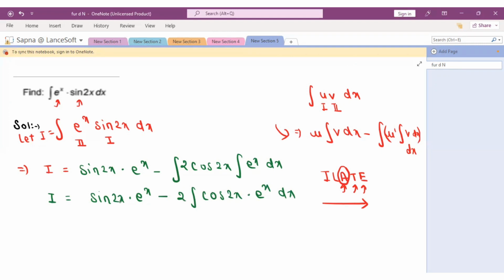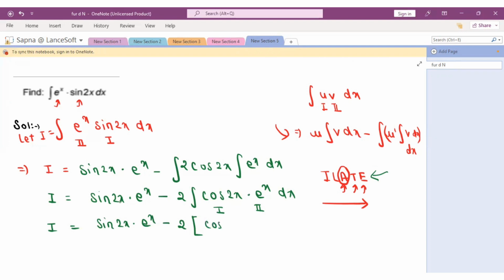Again, I am getting a product of two functions. So here again I need to use a formula. So again I have decided using ILATE that cos 2x will be given the priority, because that is a trigonometric function. So that will become the first function and exponential is the second one. Now repeating the same step.